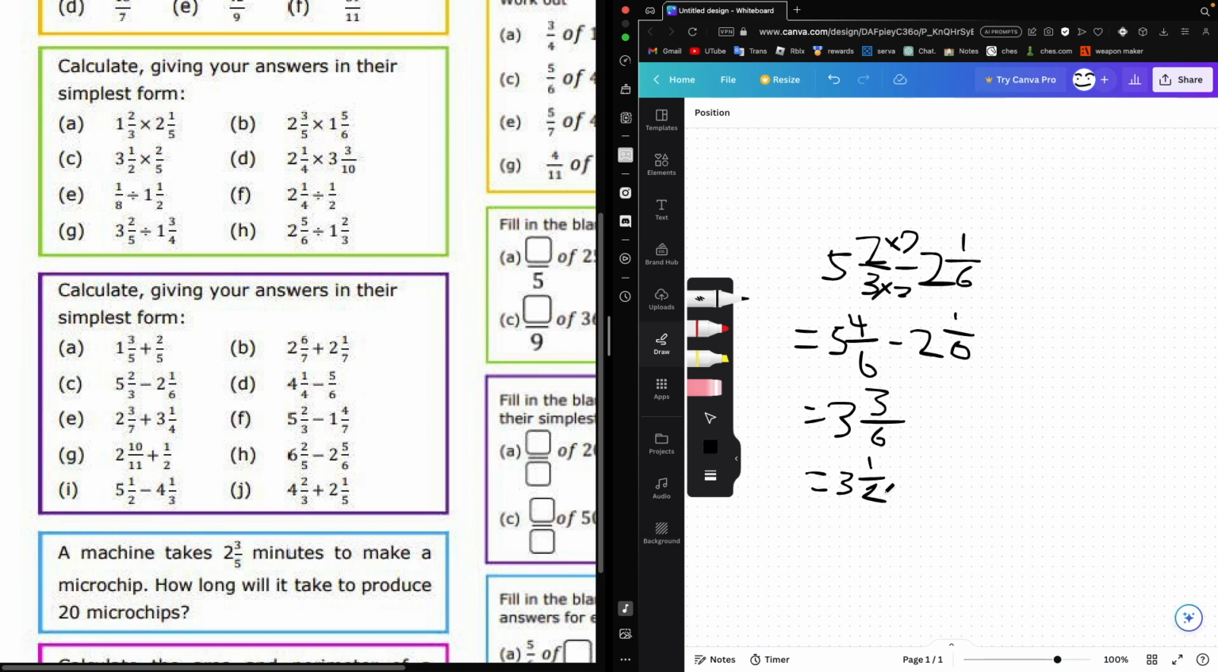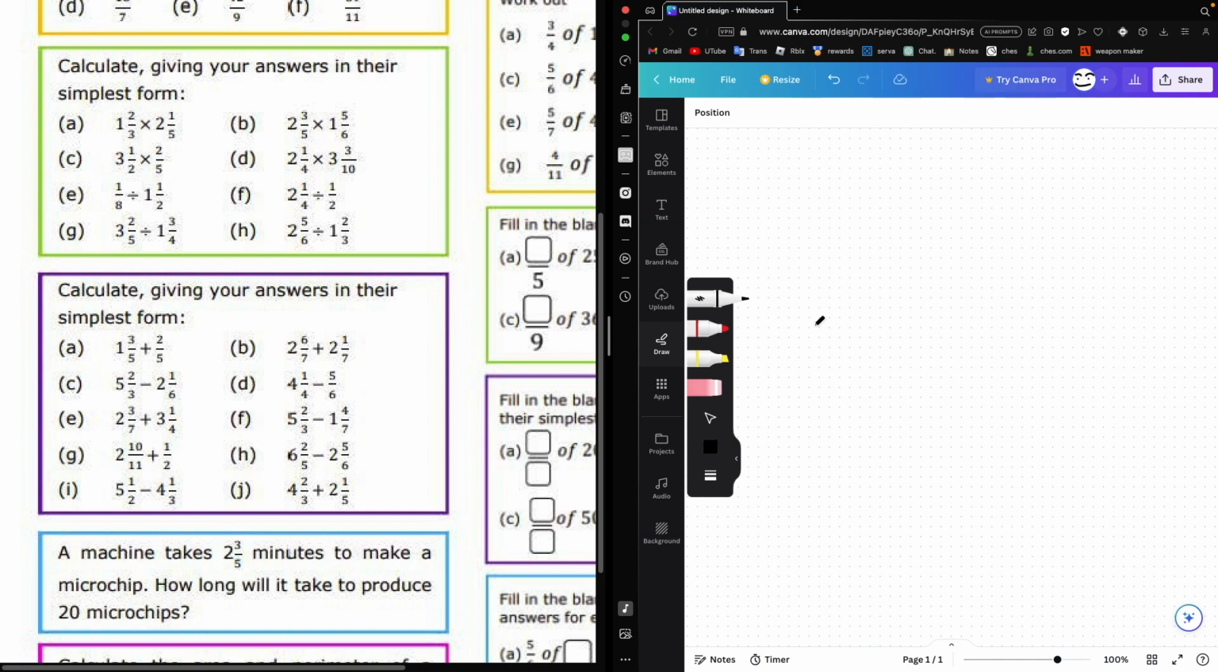Okay, so now we're on D. So D, right? We're on D, let's go. Okay, so 4 and 1 over 4 minus 5 over 6. And equal, we do the same thing again. So 4 times, oh wait, no. This is not multiplication. So we need to make these two denominators, the 4 and this 6, the same, right? So we just times them together.